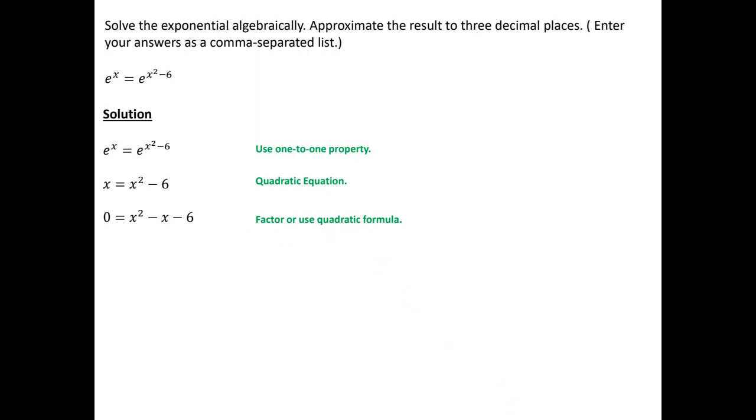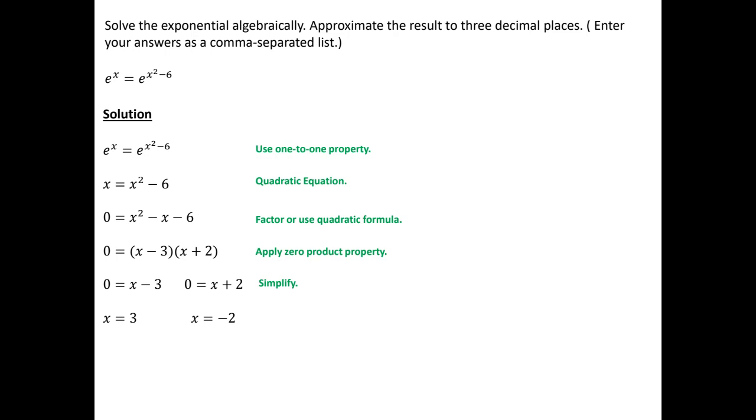So we get 0 is equal to x minus 3 times x plus 2. So we end up with 0 is equal to x minus 3 and 0 is equal to x plus 2. Solve for x. So my answer is x equals 3 and x equals negative 2.